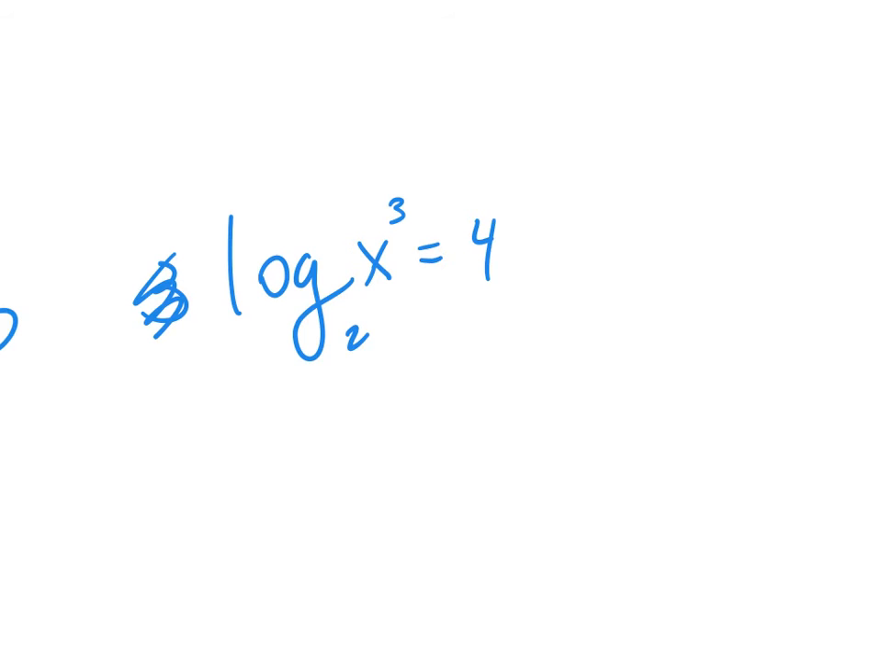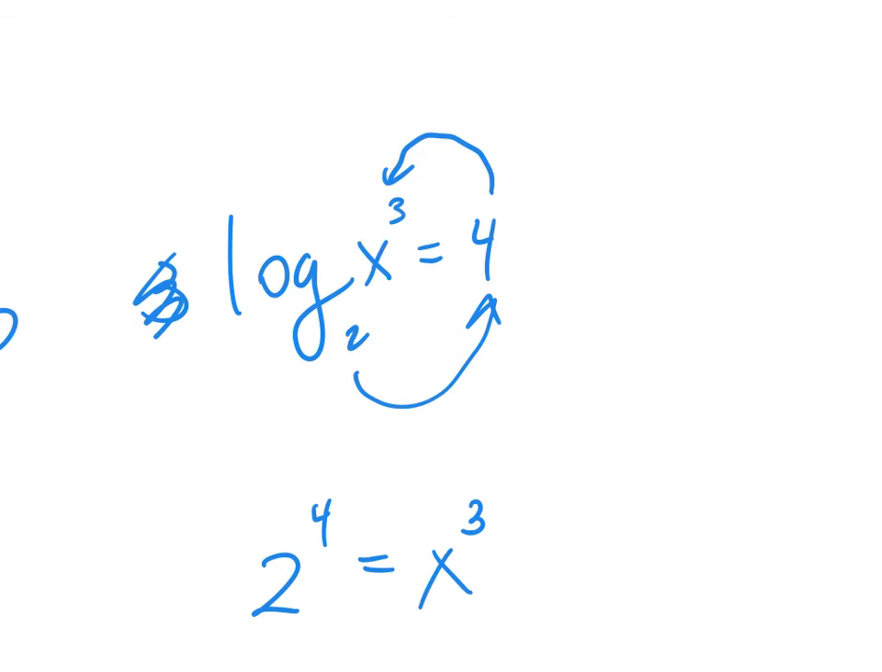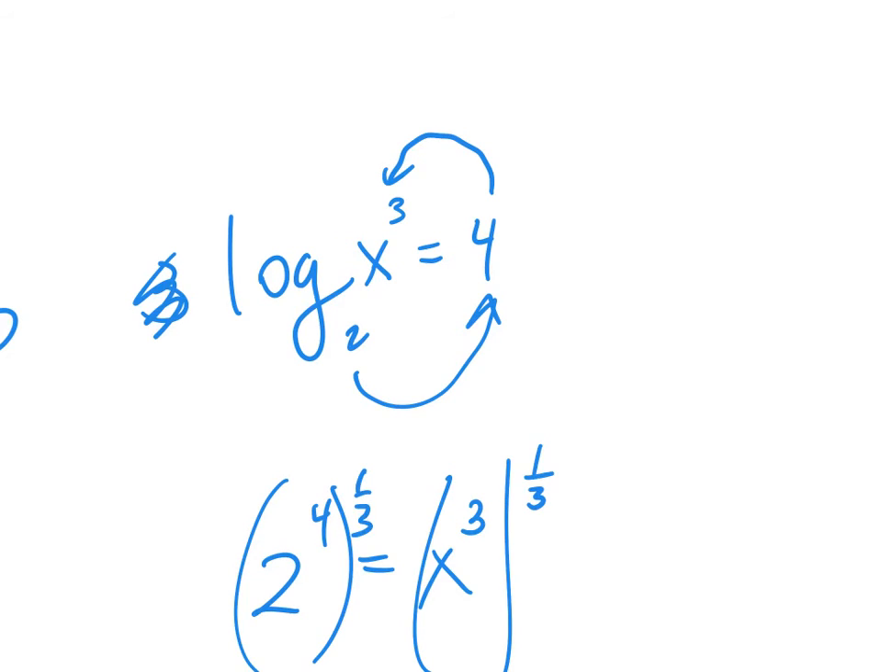Did you rewrite it then as 2, and remember they never go in order, 2 to the 4th equals x to the 3rd? Is x alone? No, but it's close. What could you put it to the power of that would get x alone? Power of 1/3. And now the x is alone, and x is equal to 2 to the 4/3. Now that's not a nice number, it's a decimal, but hey, the cool part is x is alone. You solved it for x.